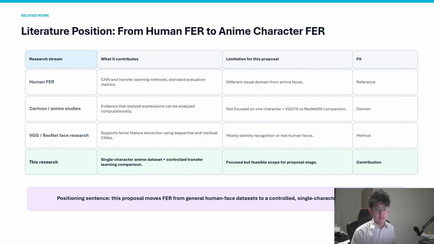The third stream is VGG and ResNet based face research. These studies support the use of VGG and ResNet architectures for facial feature extraction, but many of them focus on face recognition or identity recognition rather than expression classification itself. Therefore, my research is positioned between these areas. It moves FER from general human face datasets into a controlled anime character, which is Karo Kawaguri, with a specific focus on the three expression classes.